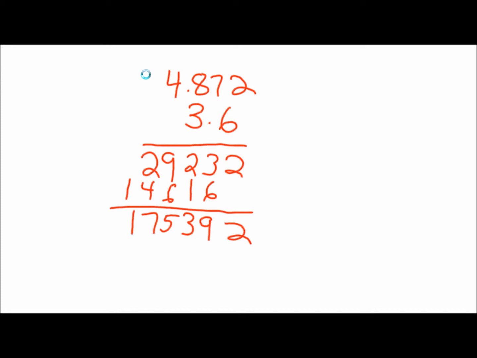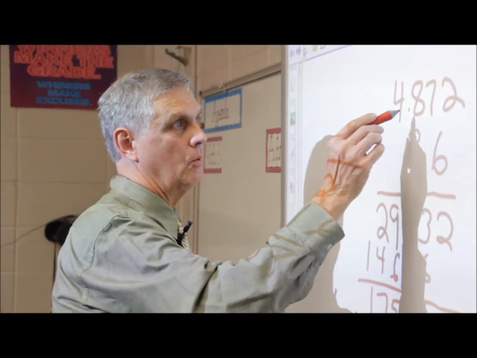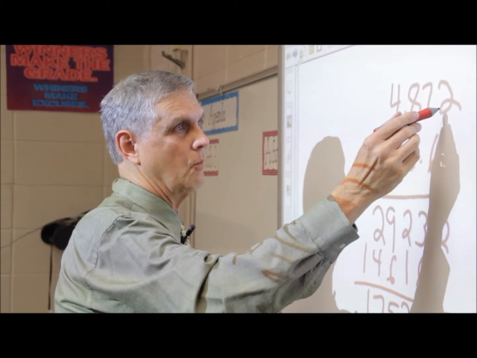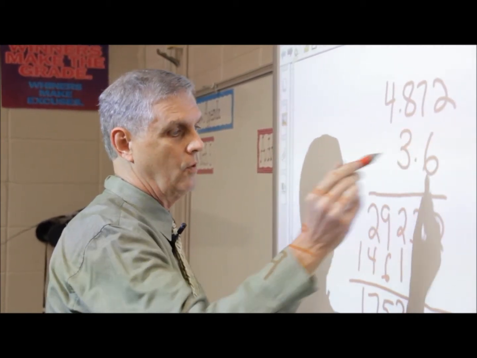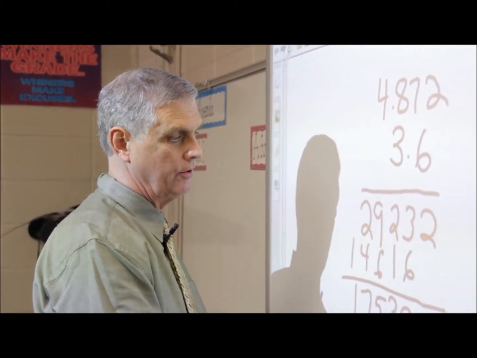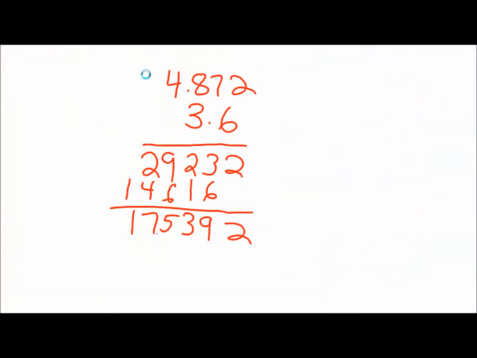Now, here's where you have to be careful. Where do you put the decimal? Well, you count how many decimal places you had there. 1, 2, 3, 4. So you'd go over 1, 2, 3, 4. And there would be your answer, 17.5392. So that's what I want you to remember about decimals per se.